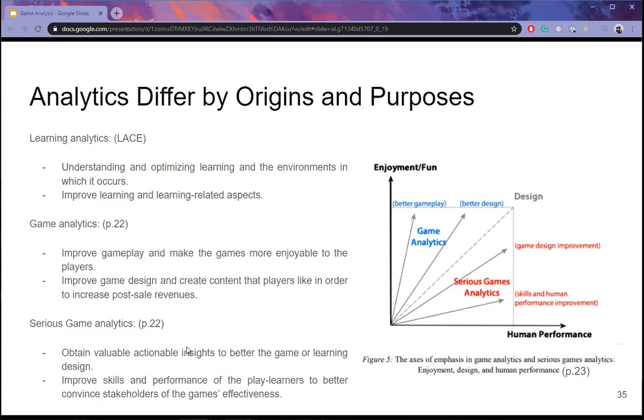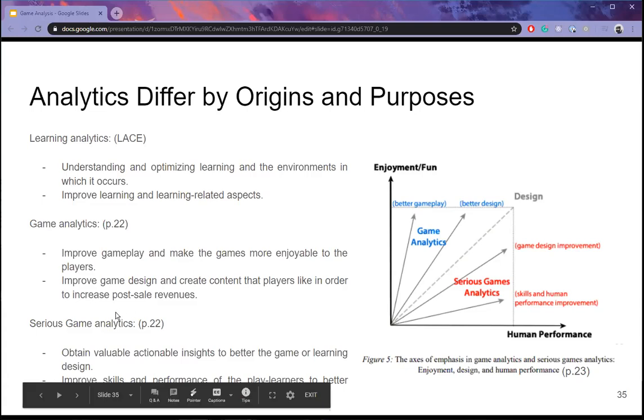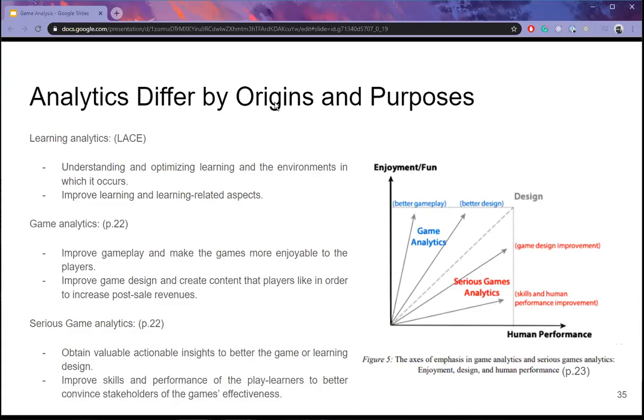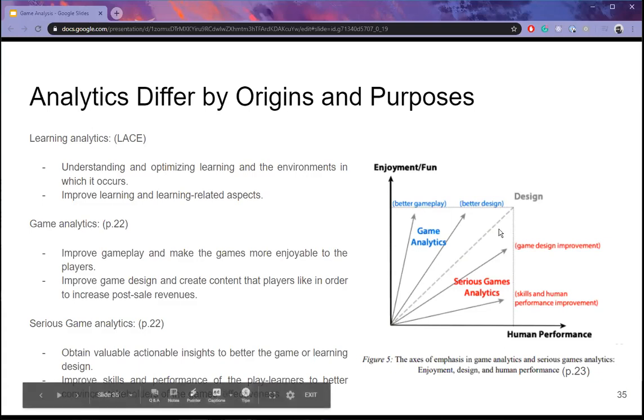But for our serious game analytics, we actually aim at different things, such as obtaining actionable insight to better the game or learning design, and improving the skill and performance of the players or learners, to better convince the stakeholder that this game is effective to use in this context in order to train the players or whatever.